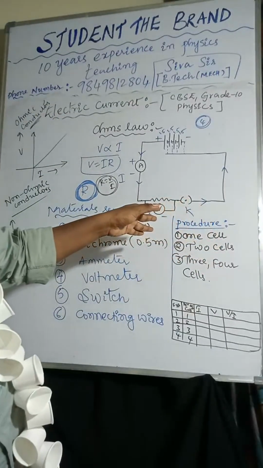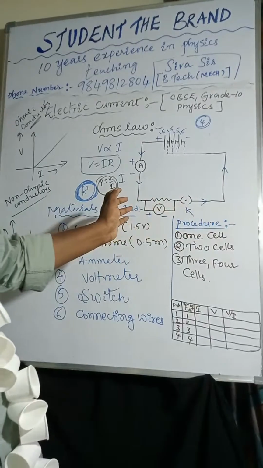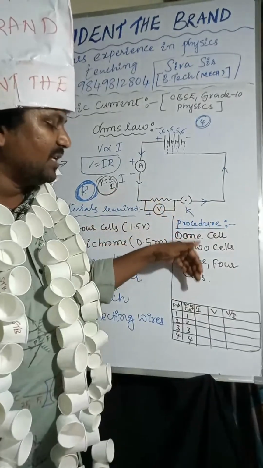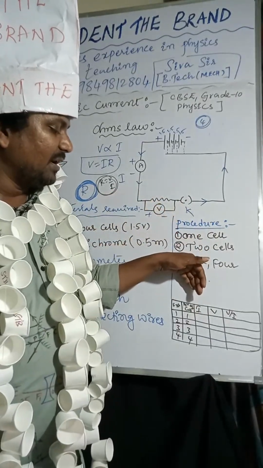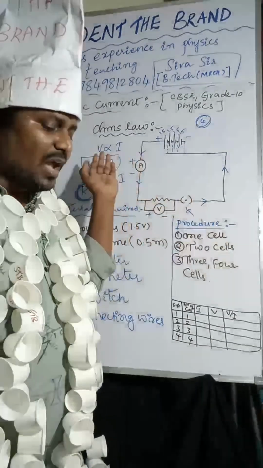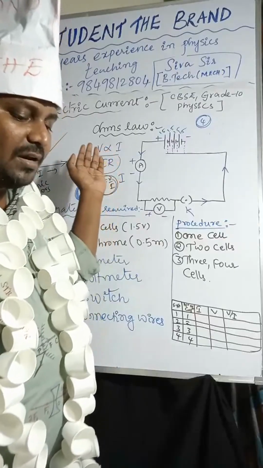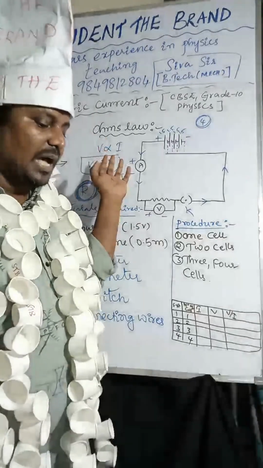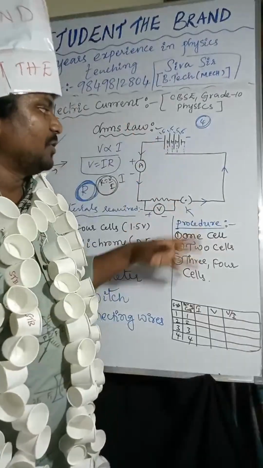So you have to take the serial number, number of cells, current as the ammeter reading, potential difference as the voltmeter reading, and V by I, that is nothing but the R value. So this is the procedure.